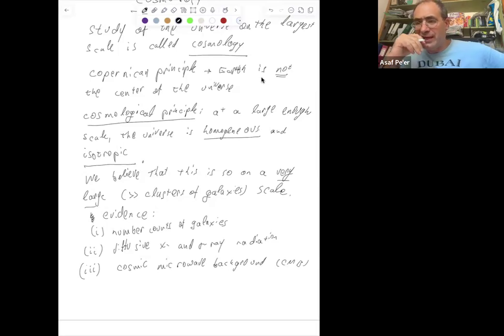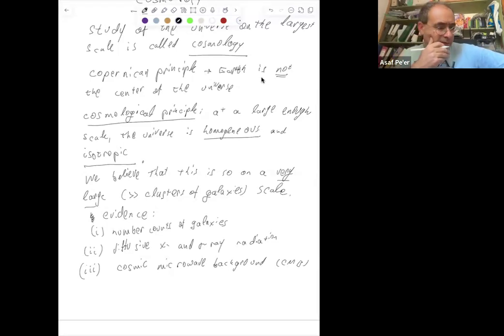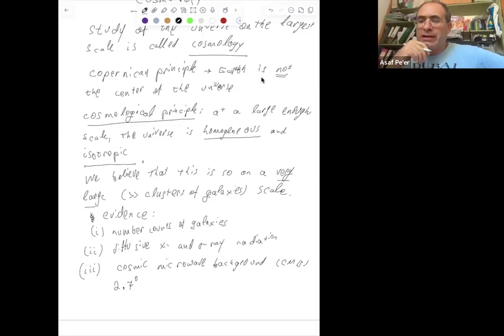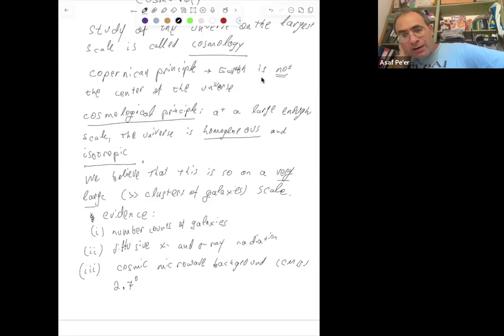What is this CMB? Well, it's like very homogeneous and very constant noise, like background radiation all over the place. Exactly. So it's 2.7 degrees Kelvin, very, very cold radiation that surrounds us all. And it's homogeneous and isotropic. It was discovered in the 1960s.